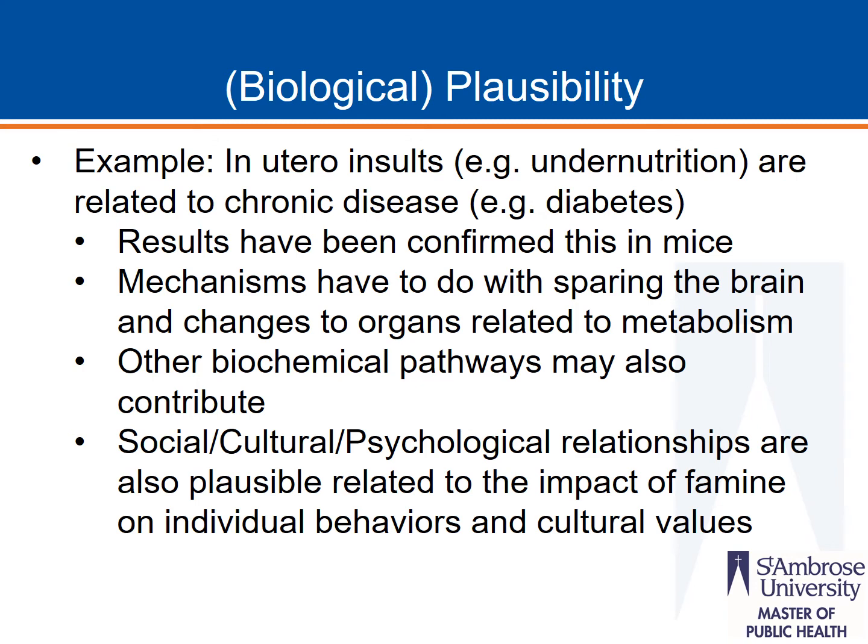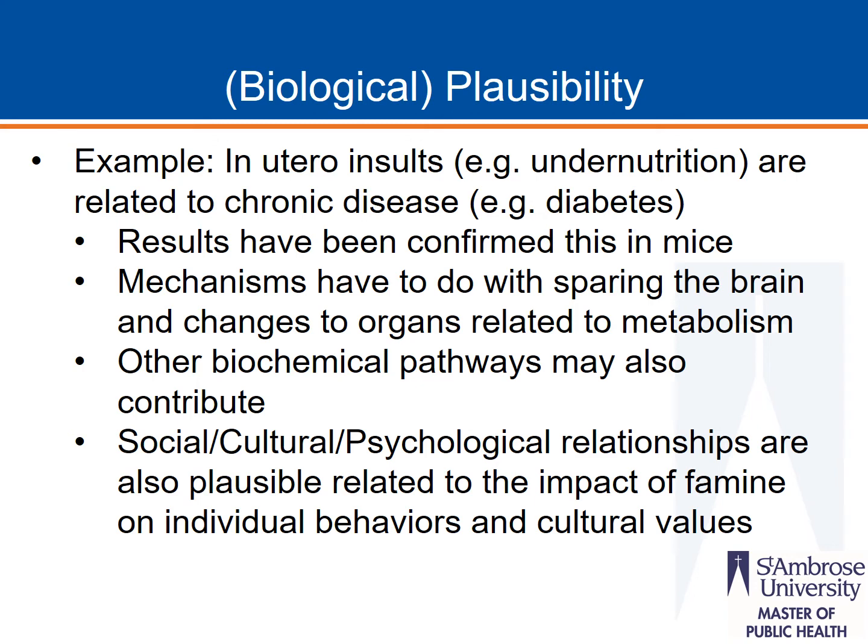Now, the biological relationships between the in utero insults or undernutrition and mechanisms related to diabetes have been confirmed in mice. Now, this occurred only after those first associations were found and people started exploring. The mechanisms have to do with sparing the brain and changes to the organs. So some of the organs related to metabolism are smaller in size, potentially explaining this relationship to diabetes.